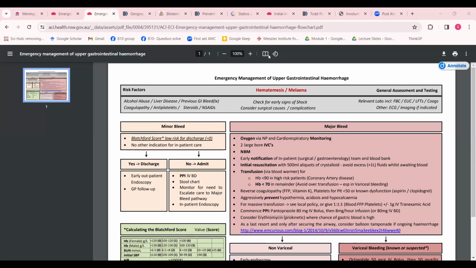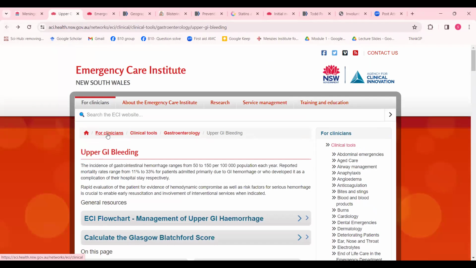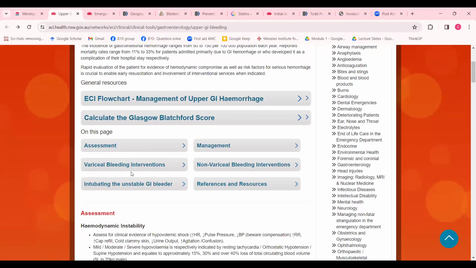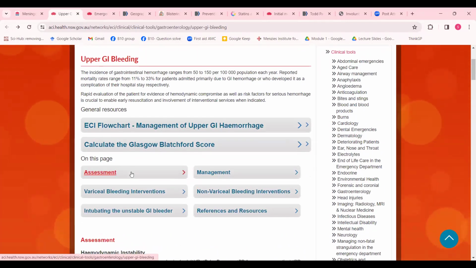Dr. Haider, the guideline name is the Emergency Care Institute New South Wales guideline. They have made this nice site with combinations of many guidelines and a nice reference on how to manage. Dr. Walid, Muhammad Walid, yes, you will get this lecture theory note in the portal as well. You will get the recording as well as the PDF of this theory note.